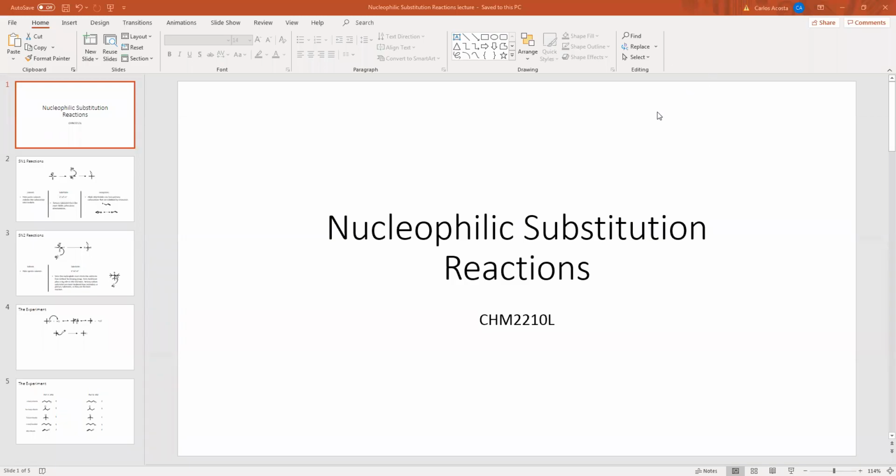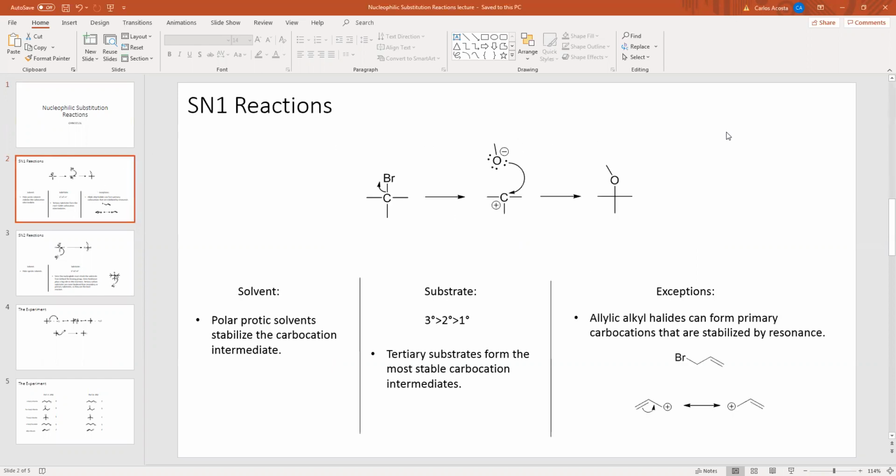So today's lab is on nucleophilic substitution reactions. A nucleophilic substitution reaction is a reaction in which an electron-rich nucleophile donates electron density to an electron-deficient electrophile, and in the process, they form a bond. Here is an example of one type of substitution reaction.